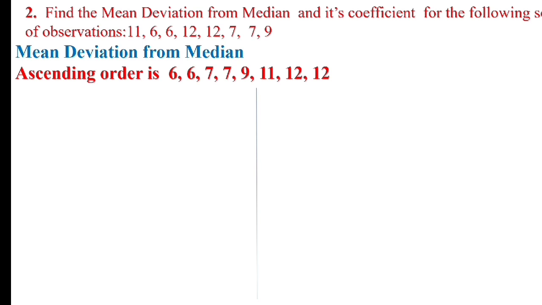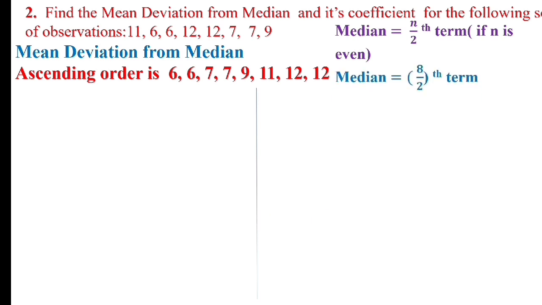So here, as we are using median, we are going to find the ascending order. Then we need to find out the median. The median formula is the n by 2th term because n is even here. How many values are there? 8 values. 8 divided by 2, it is the fourth term. So the fourth term of the given series is 7. Therefore median equal to 7.